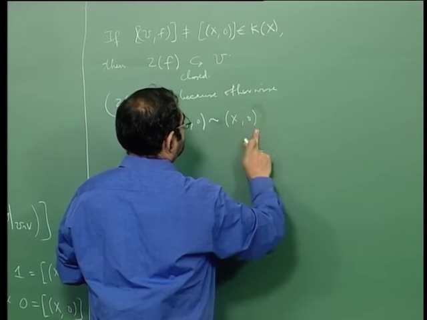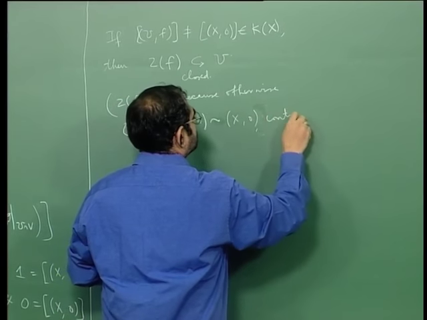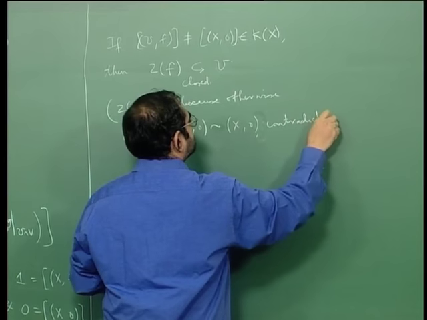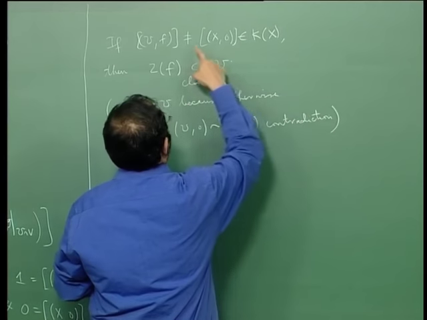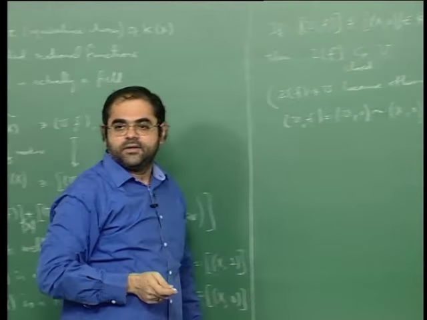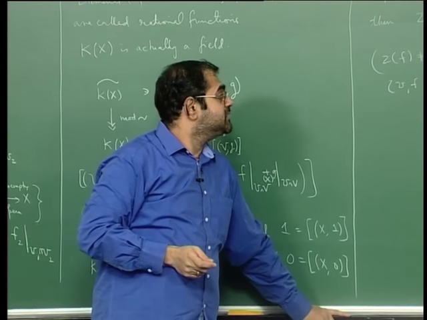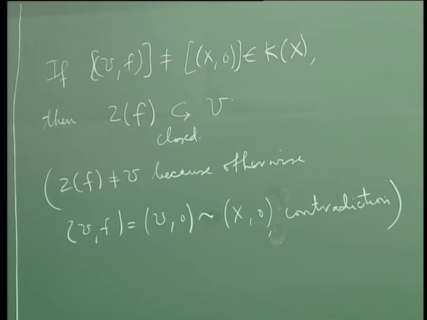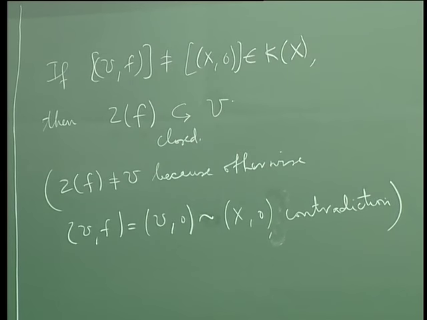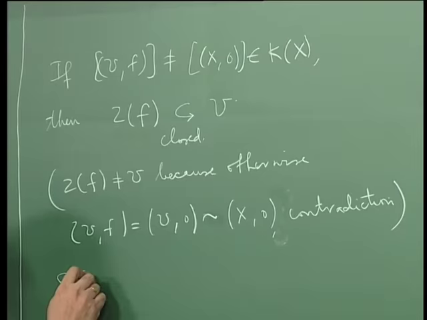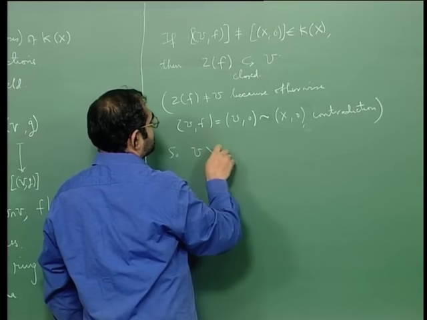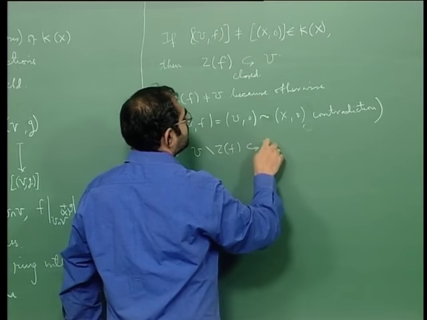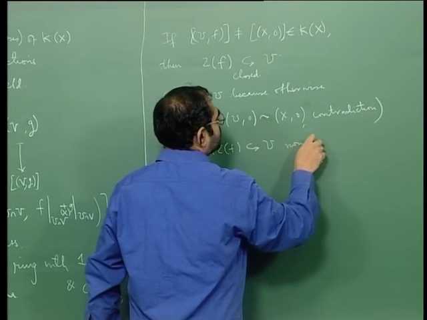It's a contradiction to the fact that these two are different. So that means Z(f) is a proper closed subset of U. So its complement in U is again an open subset of U. So U minus Z(f) inside U is a non-empty open set.